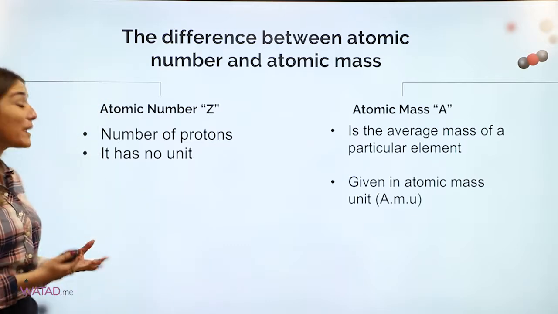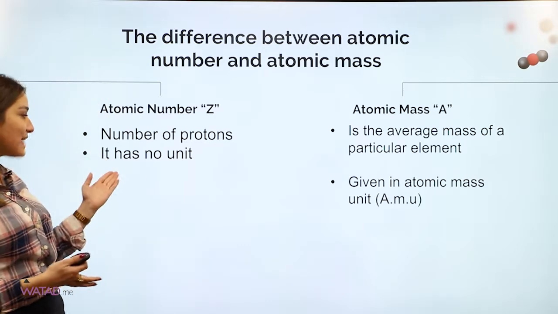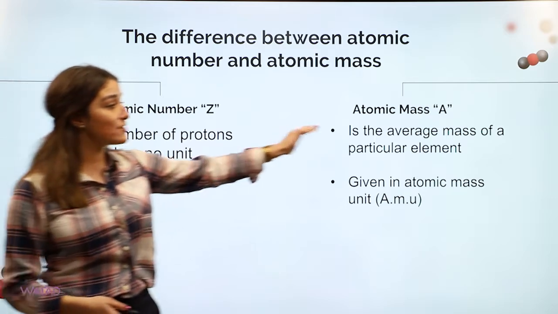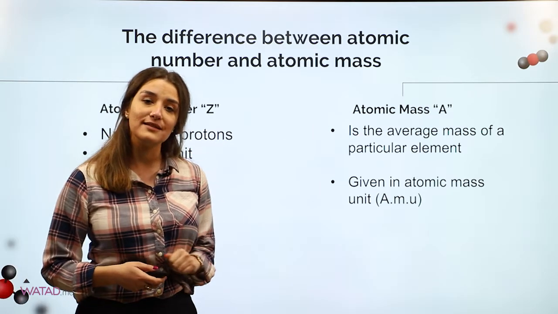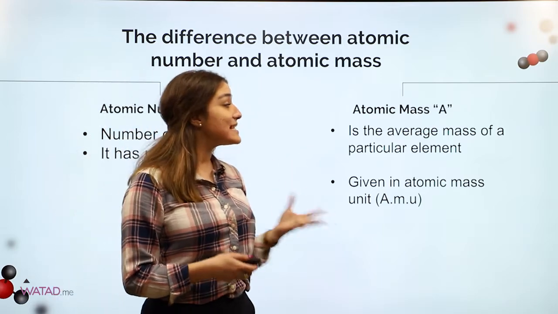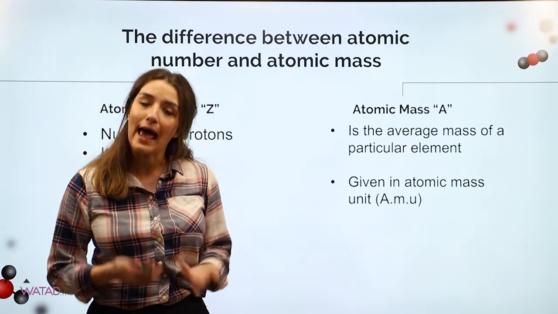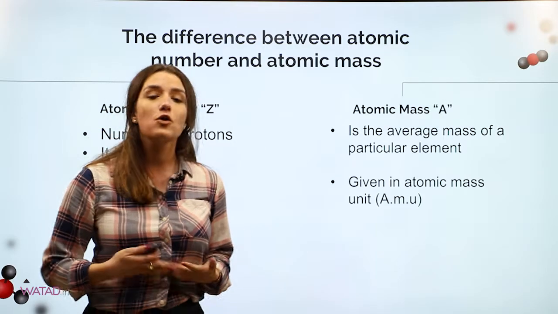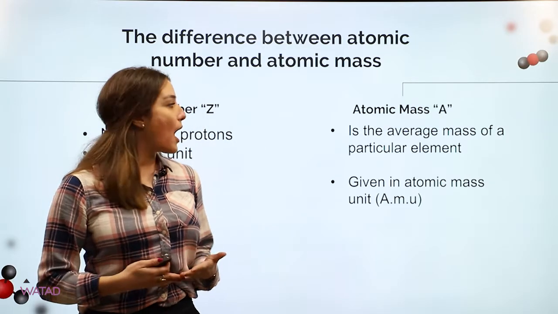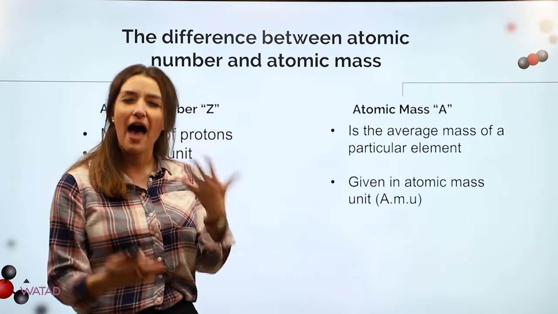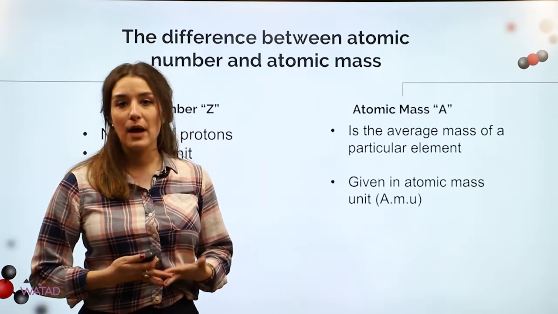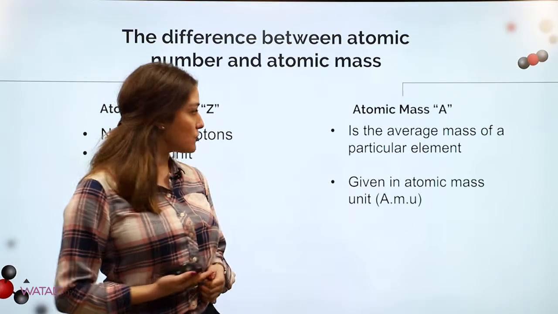And this is just showing a number. So for that reason, it doesn't have any unit. But when it comes to the atomic mass, which is represented as the symbol A, it's the average mass of a particular element. Later in the next lecture, we are going to talk about the mass and the average masses deeply when we talk about the difference between ions and isotopes.